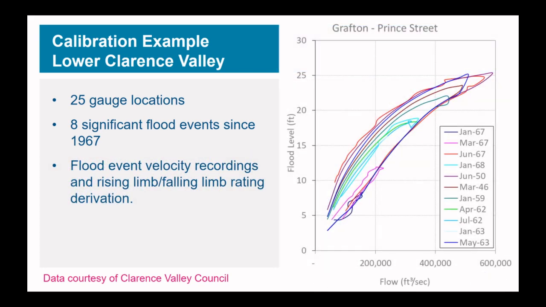In addition to the gaugings, there's also been detailed velocity surveys done during about a dozen floods in the catchment, and this has been used to derive a rating in the main Clarence River, which has been subsequently compared against our flood model just to make sure there's a correlation between the two, which there is.